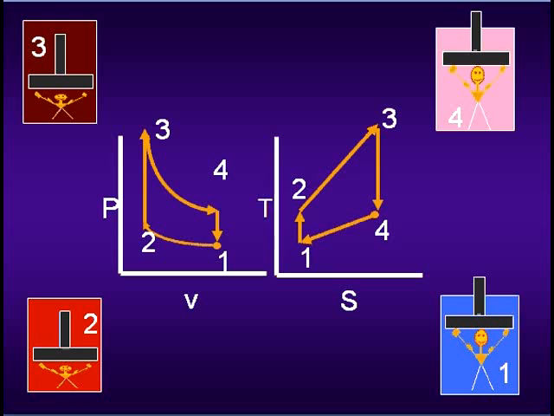This would be the heat removal process from 4 to 1, and you'd be back at state 1 with your original air. On a TS diagram, ideally you'd have a constant entropy work addition, constant entropy work removal, and the entropy would be increasing during the heat addition and decreasing during the heat removal steps.